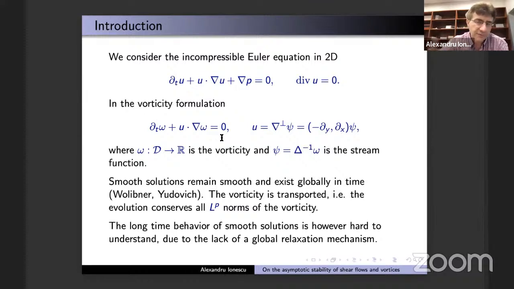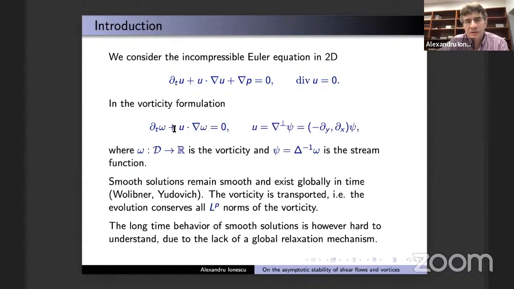In two dimensions, u consists of two components, u1 and u2, and the pressure is a scalar, so the gradient of the pressure becomes a 2D vector. Now, in two dimensions, the most efficient way to look at the equation is through what's called the vorticity formulation. In terms of the vorticity omega, it's an active scalar equation: dt omega plus u grad omega is equal to zero, where u is recovered in terms of the stream function. The stream function is determined in such a way that its Laplacian is equal to the vorticity, and then the vector field u is the gradient perpendicular of the stream function.